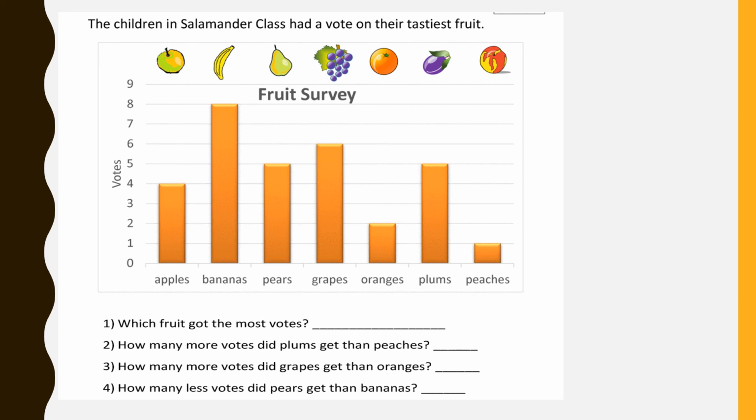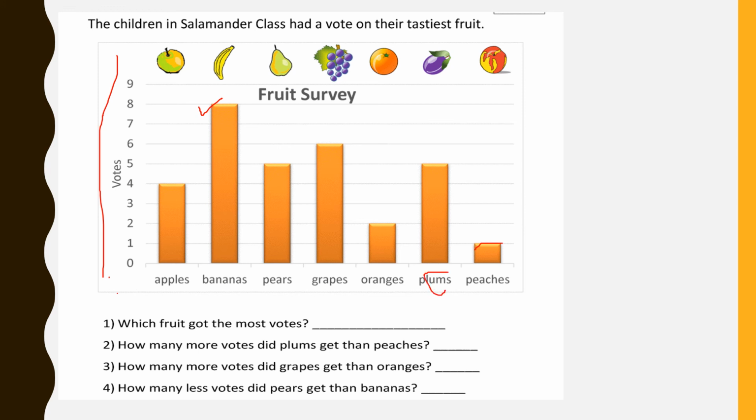So can you read it? See, the data items are given on the x-axis and the numbers are given on the y-axis. Okay, so can you read which is the favorite fruit which got the most votes? Yes, it is banana, which has got 8 votes. Now how many more votes did plum get than peaches? Now plum is here and peach is here.